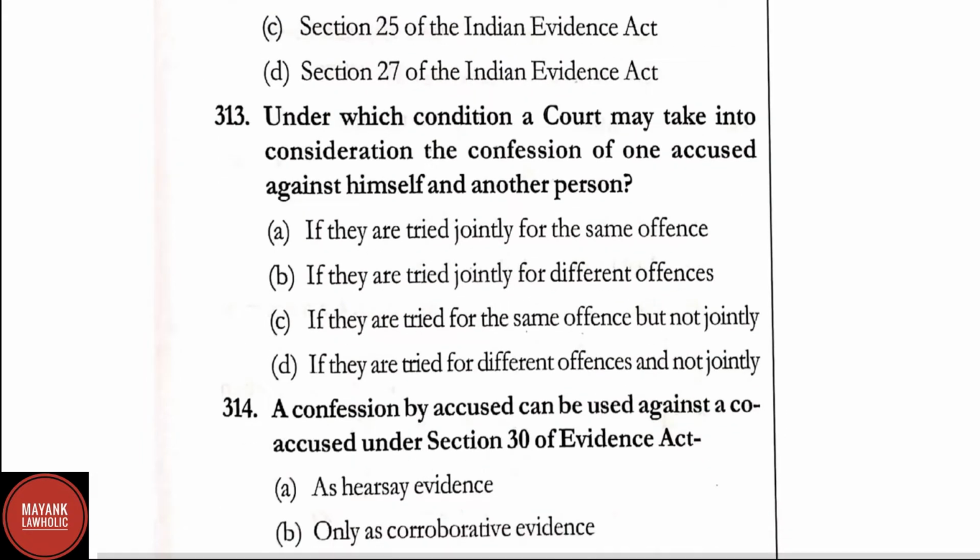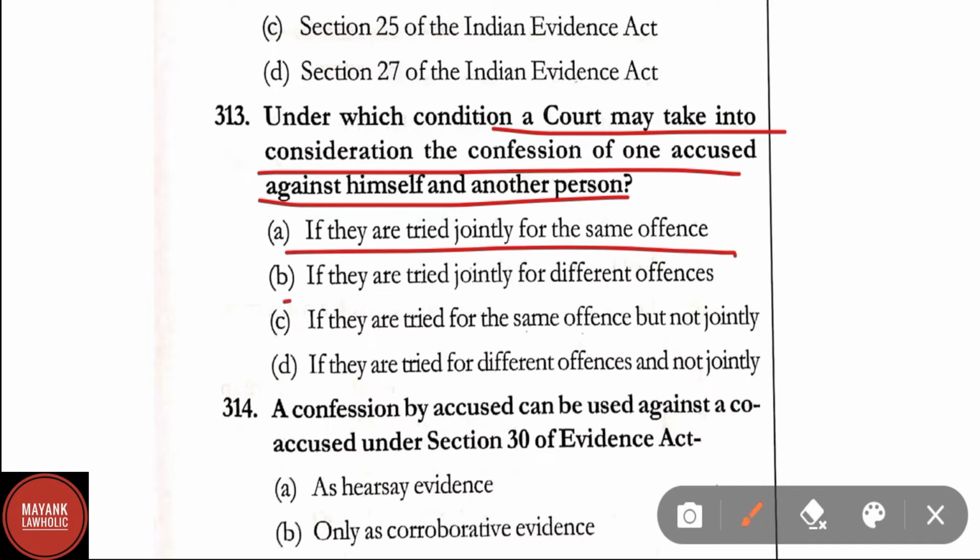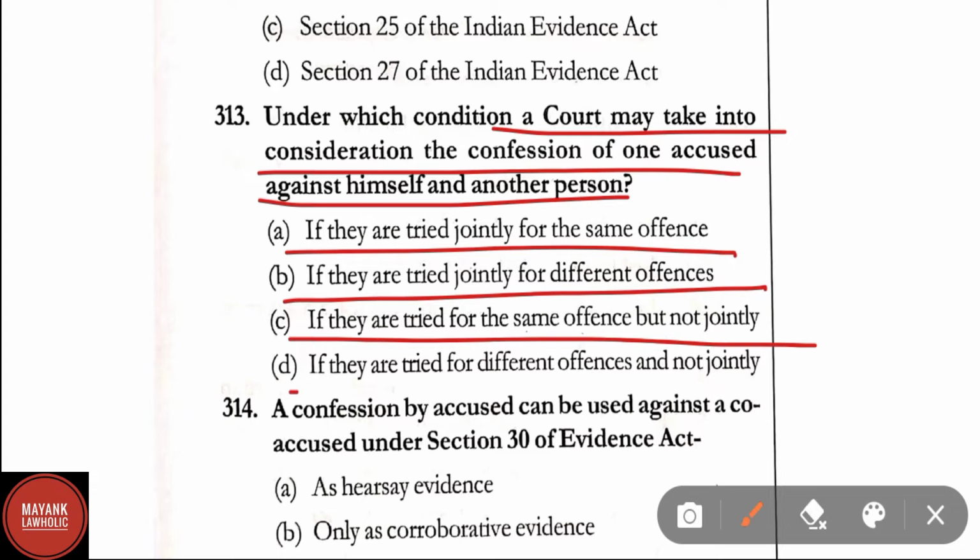Question number 313. Under which condition a court may take into consideration the confession of one accused against himself and another person? Option A, if they are tried jointly for the same offence. Option B, if they are tried jointly for different offences. Option C, if they are tried for the same offence but not jointly. And option D, if they are tried for different offences and not jointly. Correct answer here is option A, that is if they are tried jointly for same offence.